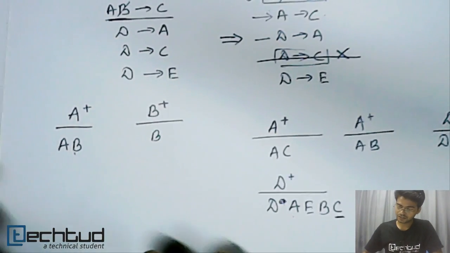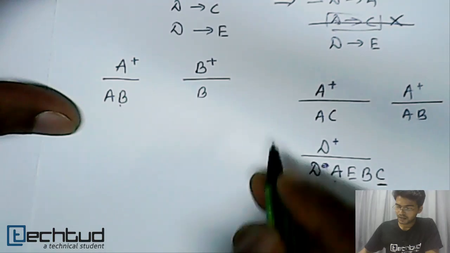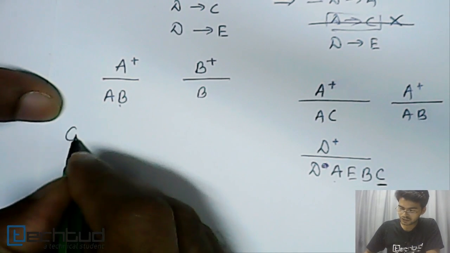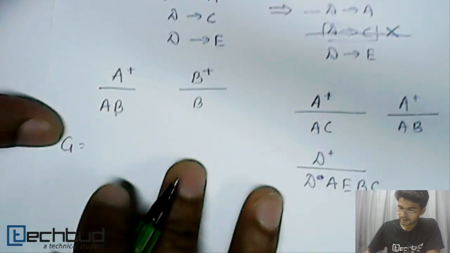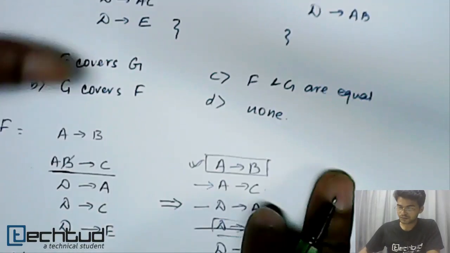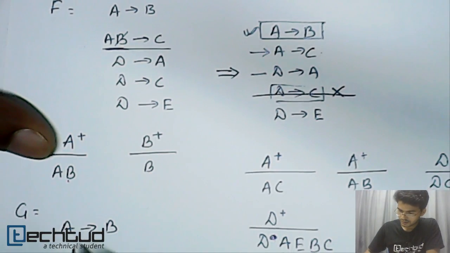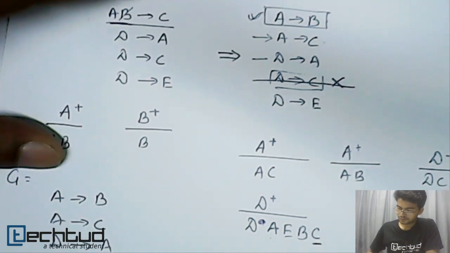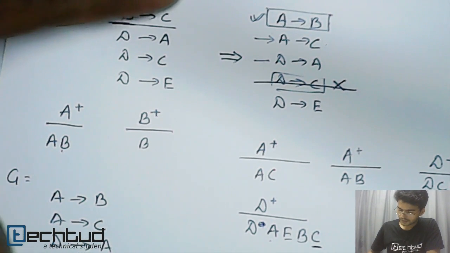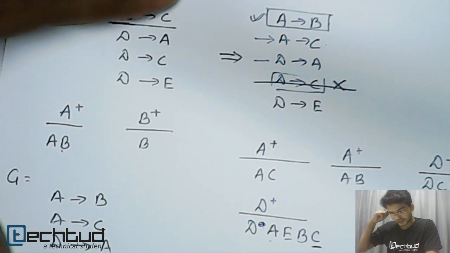Now similarly we can check very quickly. I'll go and check for this G. I'll just decompose it and write it. If we decompose, it will be A implies B, A implies C, D functionally determines A, D functionally determines B. So these four are there. Now we'll check whether we can reduce it further.